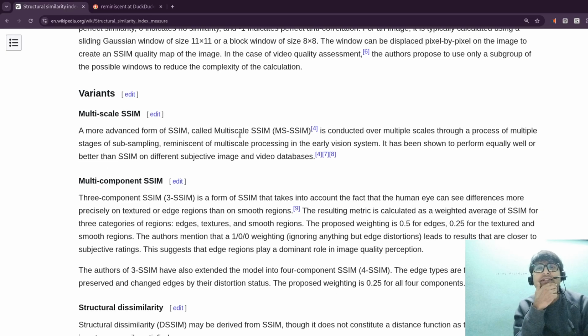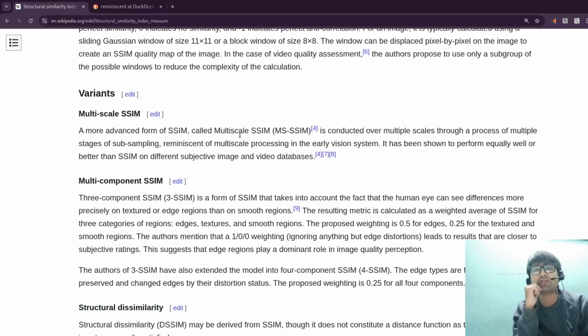Variance, multi-scale SSIM. The more advanced form of SSIM, called multi-scale SSIM, is conducted over multiple scales through the process of multiple stages of subsampling, reminiscent of the multi-scale processing in the early vision system. It has been shown to perform quite well or better than SSIM on different subjective image and video databases.